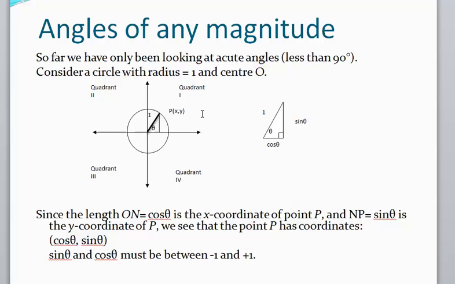Next, we're looking at angles of any magnitude. So far we've only looked at angles up to 90 degrees, acute angles. Now we're looking at more than 90 degrees, or including that 90 degrees, any angle up to our 360 or beyond. So we split it into our quadrants, but first we'll start with looking at our different curves here.